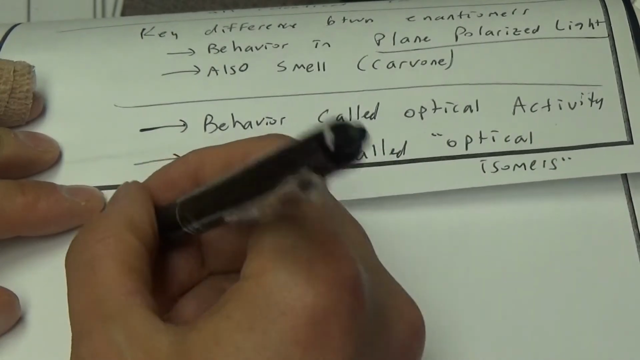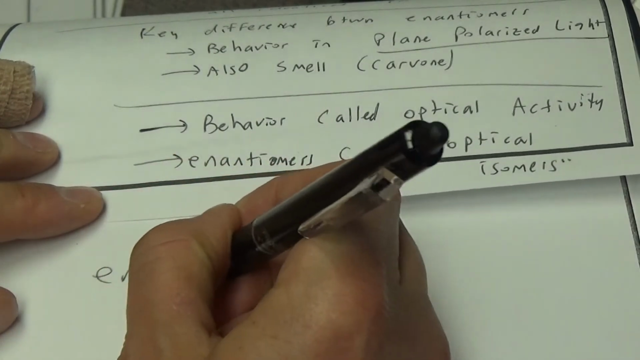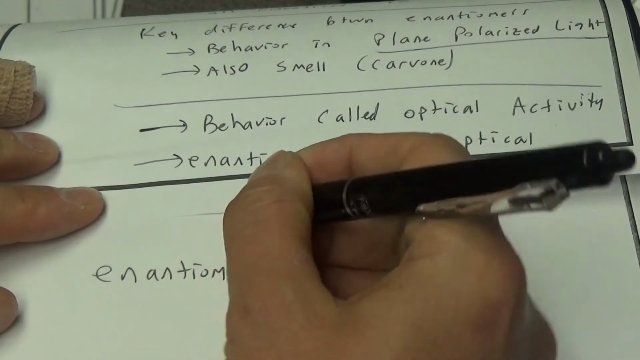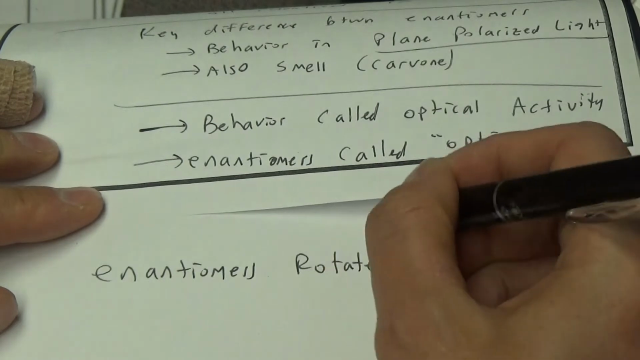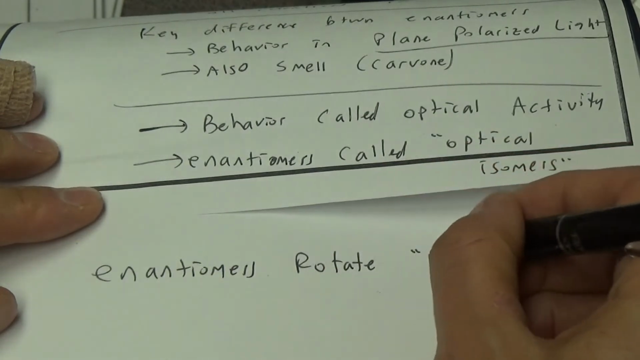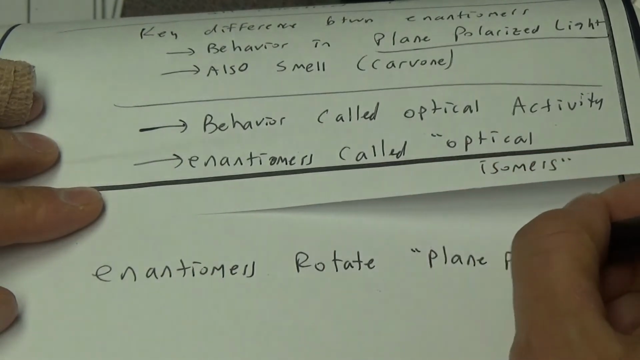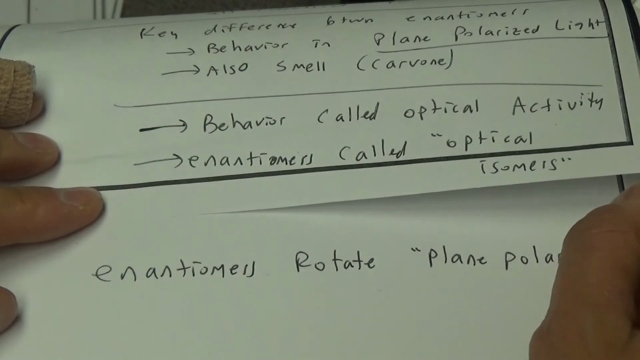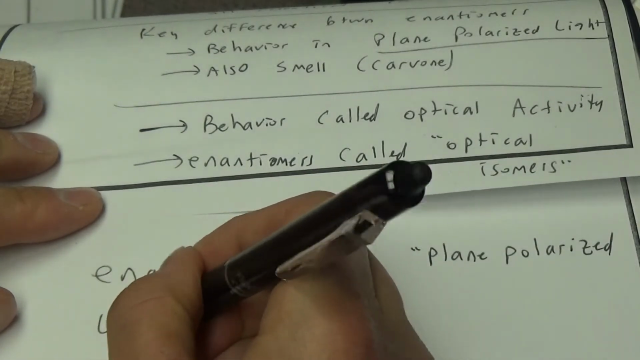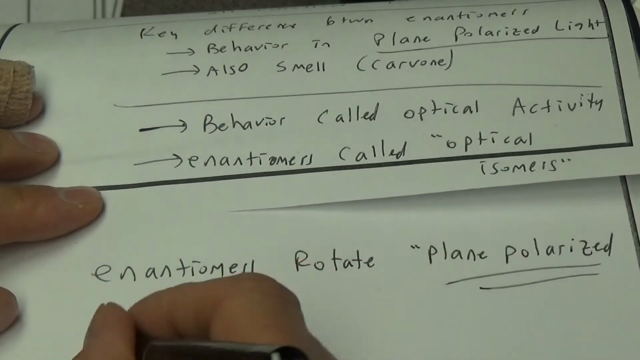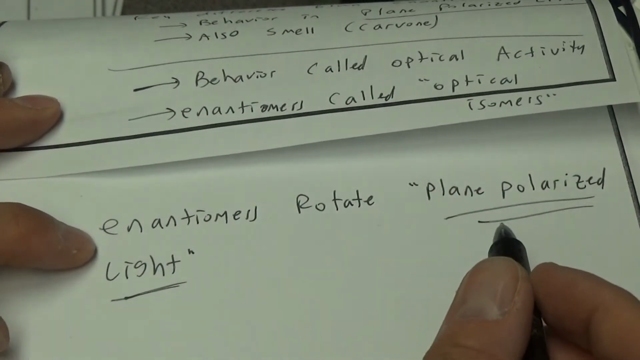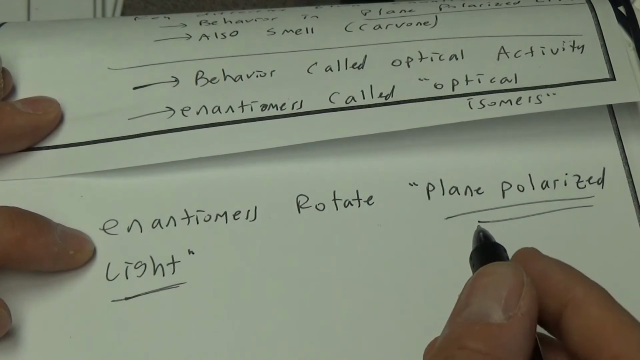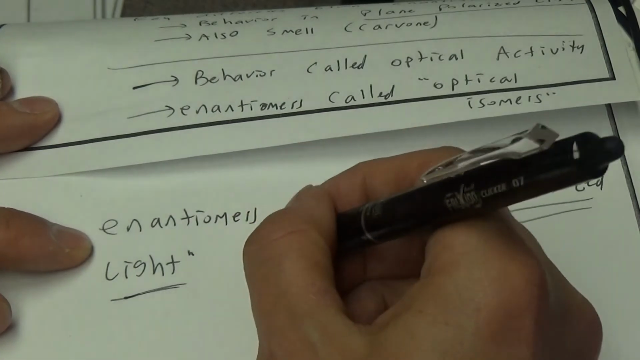So what we're going to find is that the enantiomers rotate this stuff called plane polarized light. Plane polarized light. It's a special kind of light. It's just, we have a polarizing filter. Enantiomers will rotate plane polarized light in different directions.